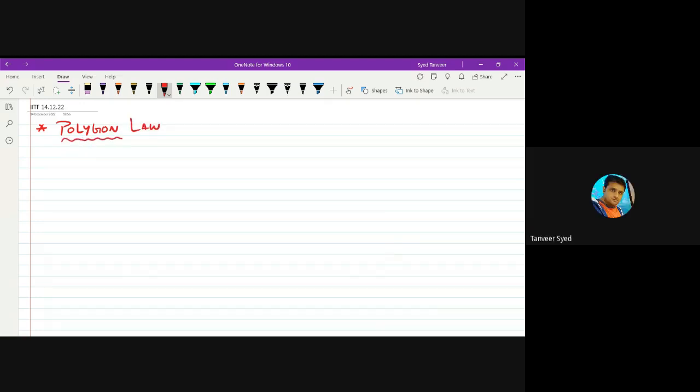Polygon law of vector addition. So using triangle law, we can add only two vectors. If there are more than two vectors to be added, 3, 4, 5, some number of vectors. Okay, but before we go for polygon law, you need to know some other things. What are they?